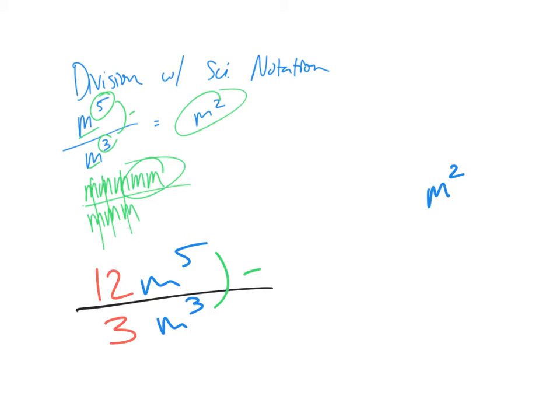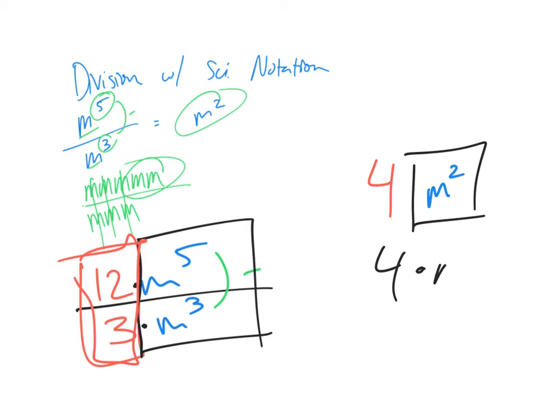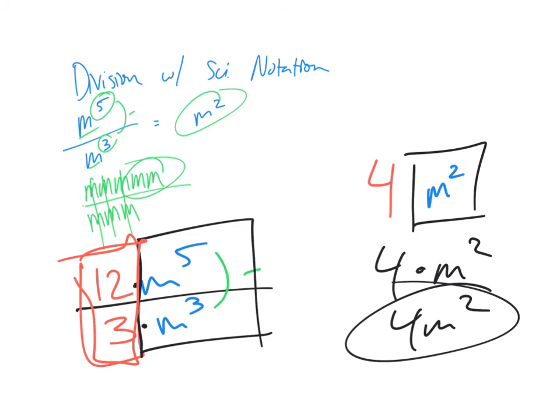So what I know now is that I can take a look at my two coefficients, 12 being divided by 3. Because remember, this numerator is a multiplication problem: 12 times m to the fifth, 3 times m to the third for my denominator. That means I can split these off into two essentially separate fractions. And like I did here, I have m to the second as a result of this black box. As a result of the red box, I can just do 12 divided by 3 and get 4. So now my final answer is 4 times m to the second, or just 4m to the second once I mash them together.